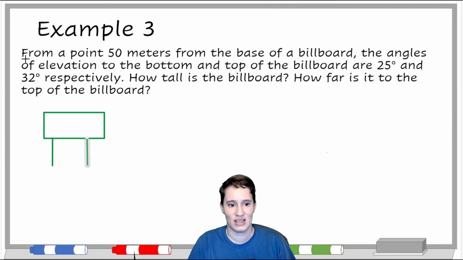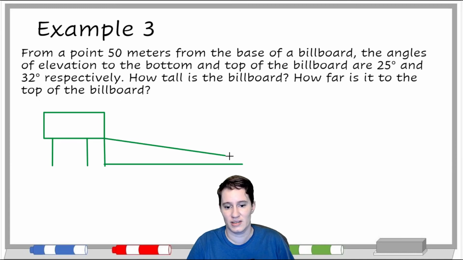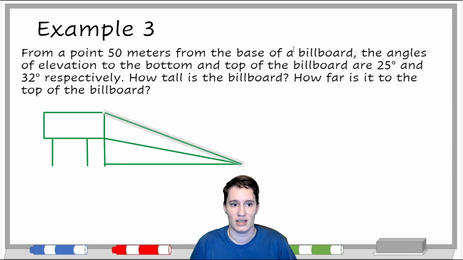So here's the deal. It says the angles of elevation to the bottom and top of the billboard are 25 degrees and 32 degrees respectively. So here's the edge of our billboard. Here's the ground, we're going to say, but I've got basically an angle of elevation up to the bottom of the billboard, and then I've got an angle of elevation to the top of the billboard. So I've got this situation right here.